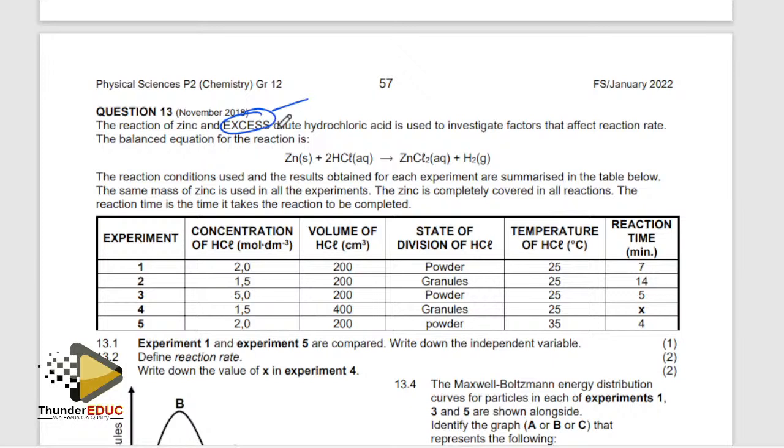So now, here is a question. They are saying that hydrochloric acid is used in investigating the factors affecting the rate of the reaction: zinc plus hydrochloric acid gives zinc chloride. The reaction conditions used in the experiments are summarized in the table below. The same mass of zinc is used, and it is completely covered, and they are measuring the time the reaction takes.